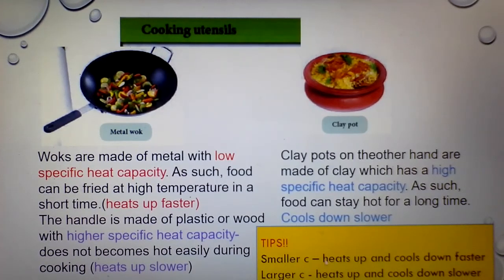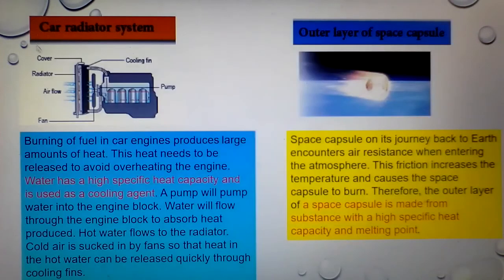Okay, so we have a tip here. Material with smaller C, smaller specific heat capacity, heats up and cools down faster. Material with larger C heats up and cools down slower. Okay, another application here, we have the car radiator system.